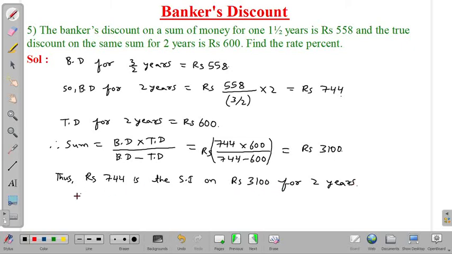So rate we can calculate easily by applying the formula. Rate will be equal to 100 into simple interest, that is 744, divided by sum, which is 3100, into time, 2 years. Okay, this is so much percent per annum. Calculating this, we get 12% per annum.